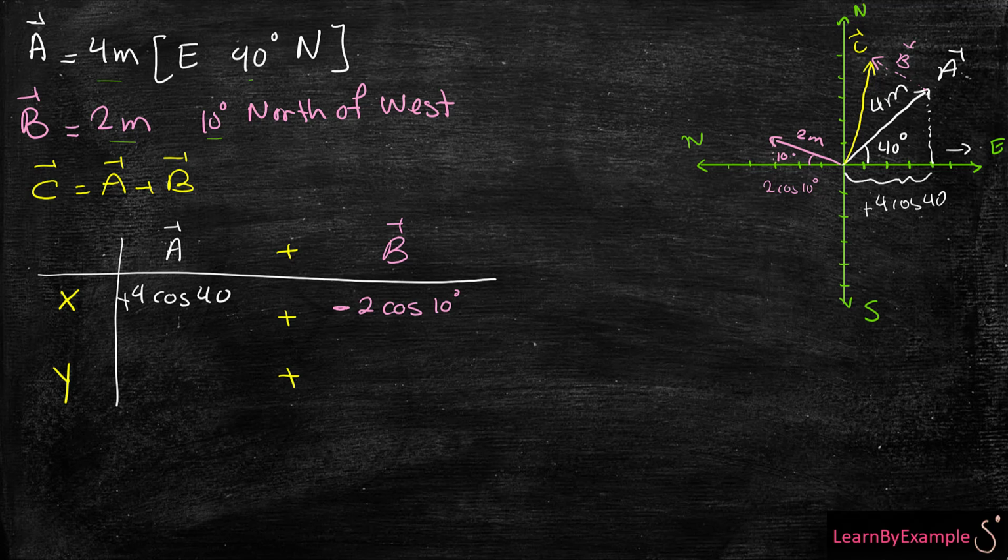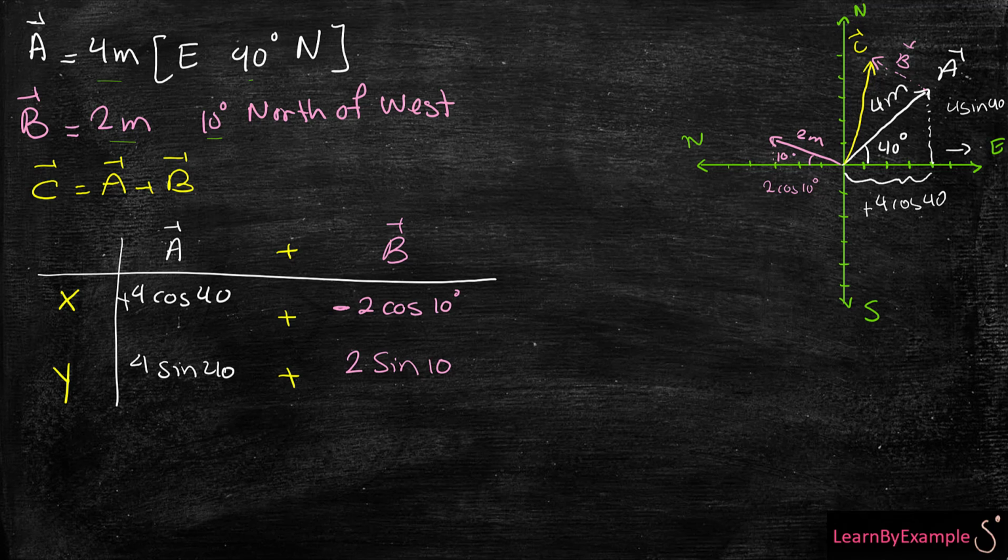Now let's take a look at the y component of vector A. So this one would be 4 sine of 40. So I'm just going to write it here. And for vector B, I'm going to write 2 sine of 10. And they're both positive values, so they're just going to be added together.